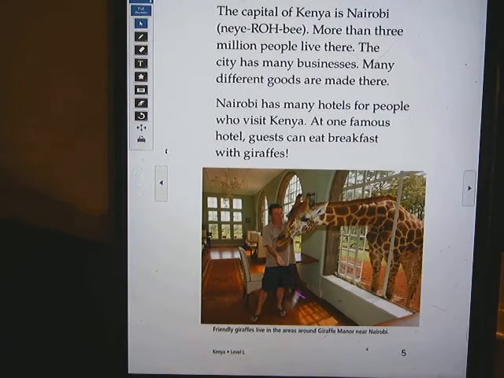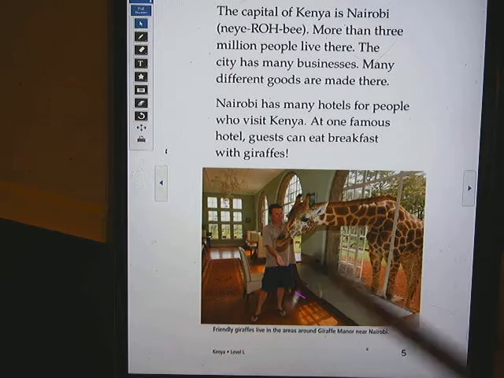The capital of Kenya is Nairobi. More than 3 million people live there. The city has many businesses. Many different goods are made there. Nairobi has many hotels for people who visit Kenya. At one famous hotel, guests can eat breakfast with giraffes.